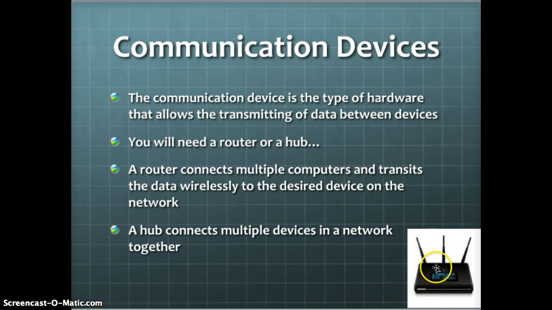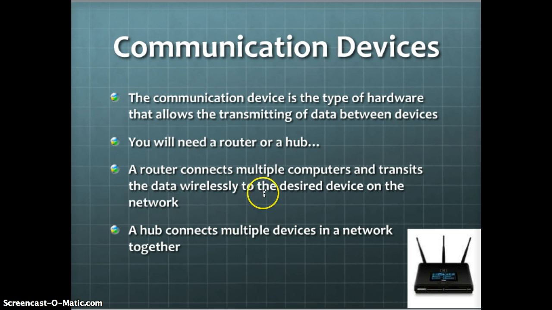You'll need a router or a hub. Below in the right corner is basically your router, and that can be hooked up either through a wire to the computer, or to a wireless modem, which allows Wi-Fi, sending out internet access to various devices. A router connects multiple computers and transmits the data wirelessly to the desired device on the network.